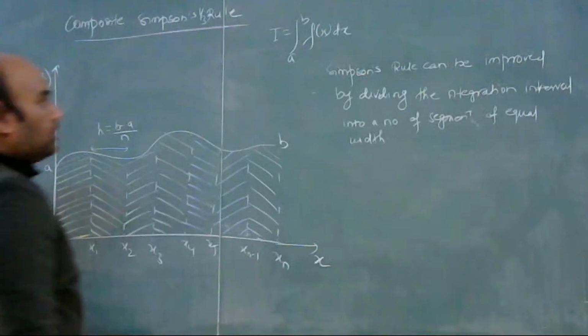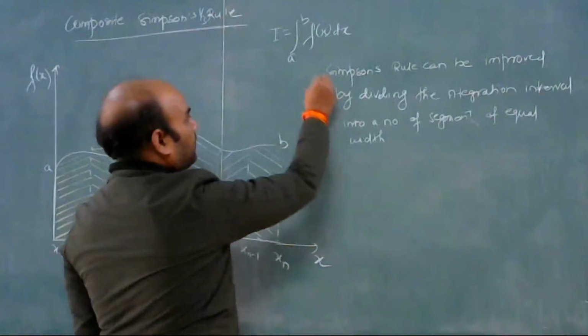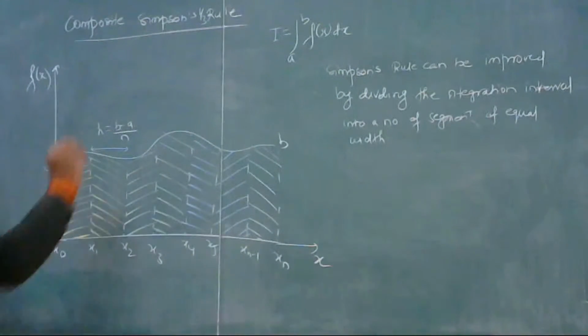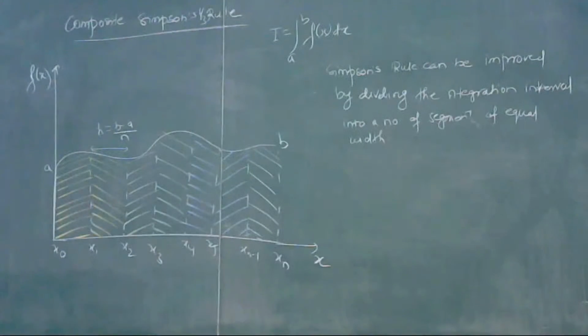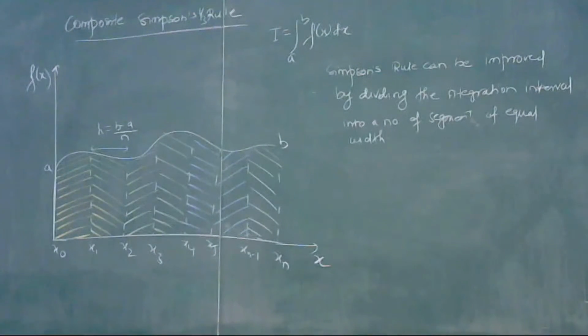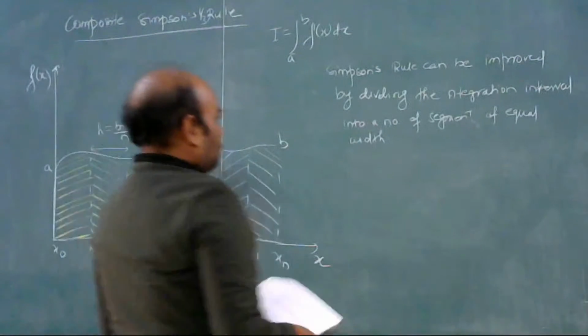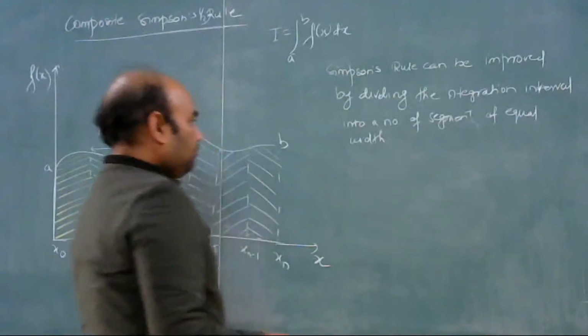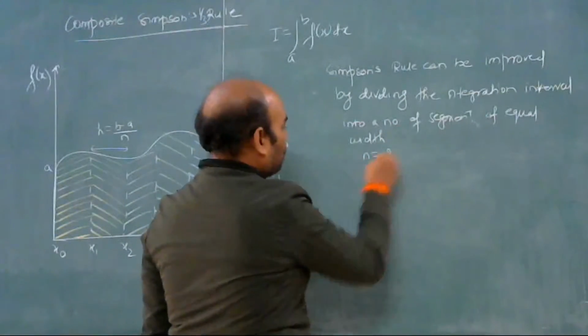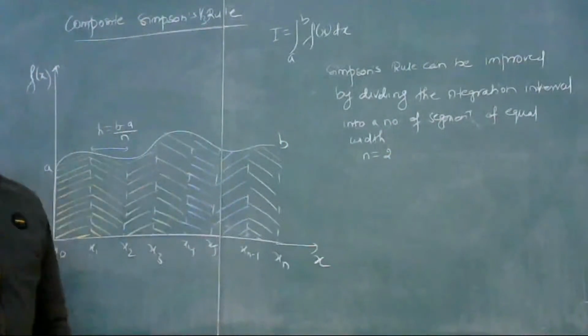Okay, so why are we using this composite Simpson rule? To improve the accuracy of Simpson's 1/3 rule, we have divided the integral into small segments of equal width. So the total integral represents... in Simpson's rule, we have taken n equal to 2 or even multiples.